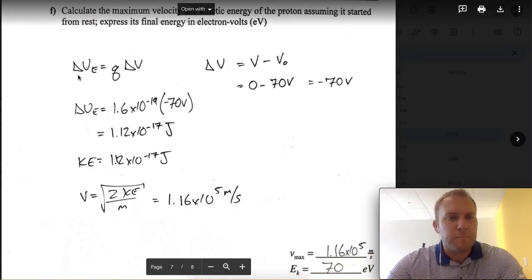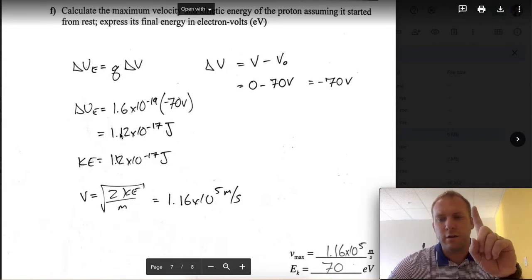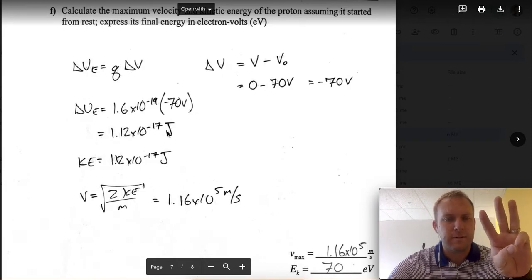So my change in energy is Q delta V. My change in voltage is final minus initial, 0 minus 70. So my change in potential is negative 70 volts. Applying that here, I have my charge of a proton times my change in potential, and this is my change in energy. That change of energy could be 1, a loss of potential, 2, a gain of kinetic, or 3, the work done by the electric field.